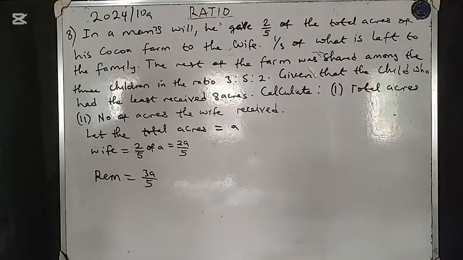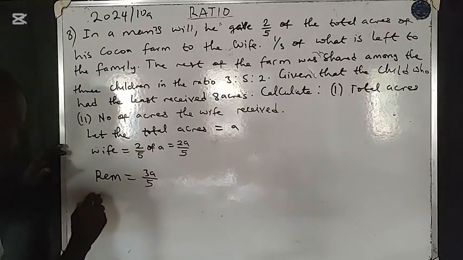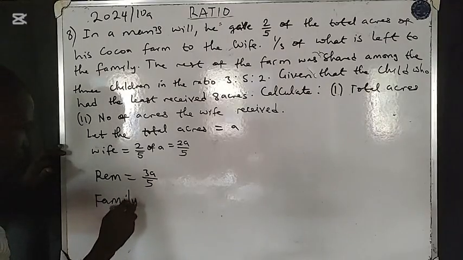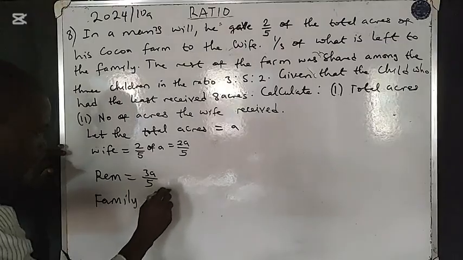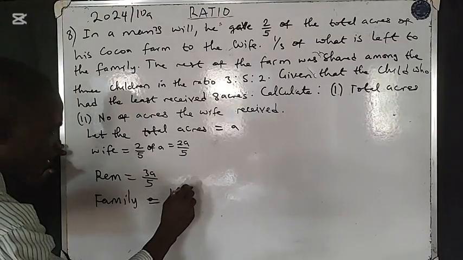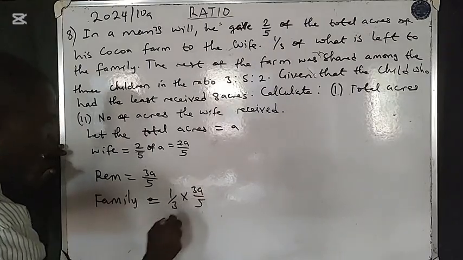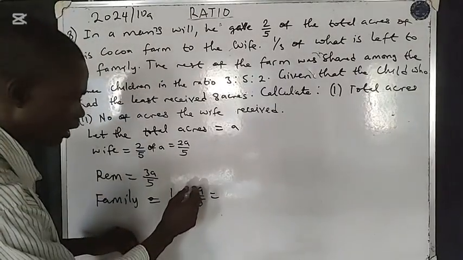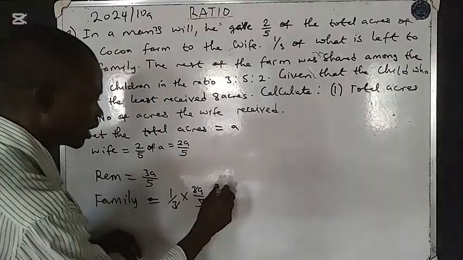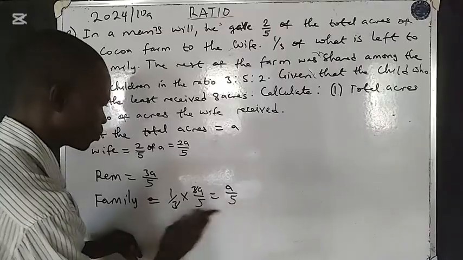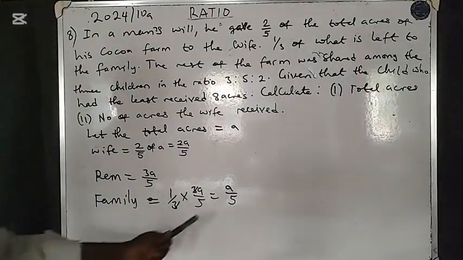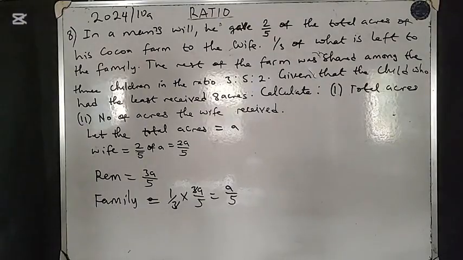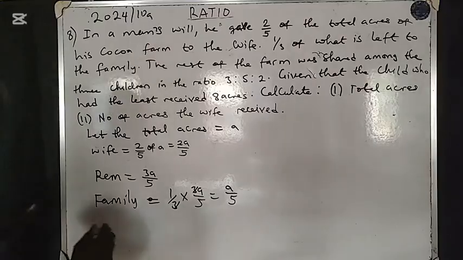Out of this 3/5, 1/3 was left for the family, right? So the family got 1/3 of 3A/5. And if we reduce that to lowest term, 3 will cancel 3, right? 1 times A/5. This is what the family got. Is that all right?